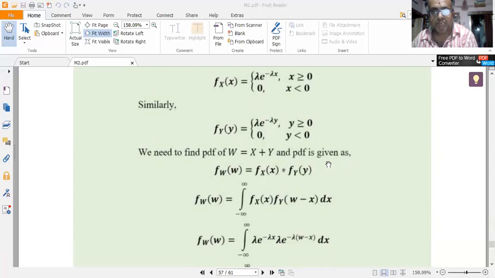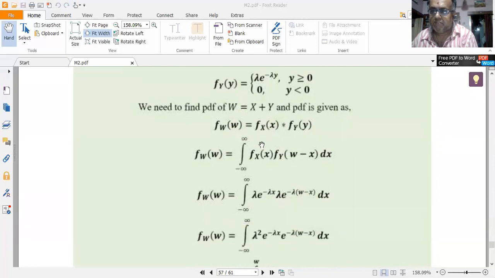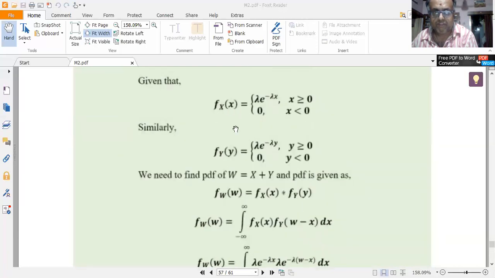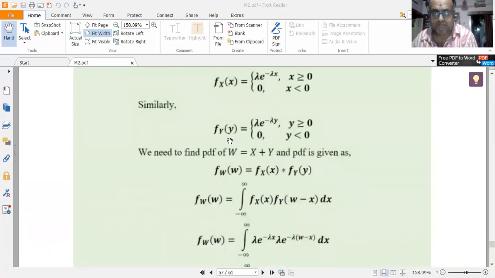Right? From the previous discussions, we have derived that the PDF of fw of w is given by fx of x convolved with fy of y. This is the linear convolution. Now express this in the form of a convolution integral. So fw of w is given by integral minus infinity to plus infinity fx of x into fy of w minus x. So substitute fx of x and also substitute fy of w minus x.